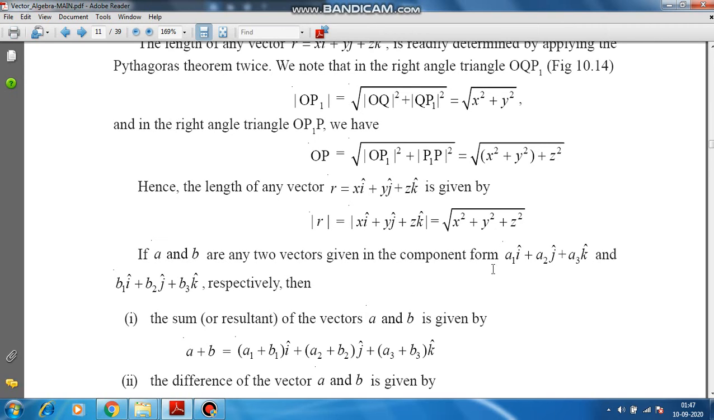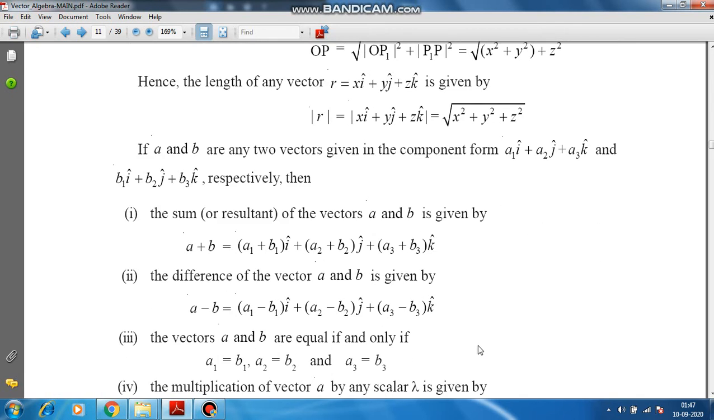Suppose A is a vector a1i plus a2j plus a3k and B is a vector b1i plus b2j plus b3k. Then the sum of A and B is given by A plus B equal to the sum of first components, (a1 plus b1) into i, plus the sum of second components, (a2 plus b2) into j, plus the sum of third components, (a3 plus b3) into k. So this is the sum of the vectors.